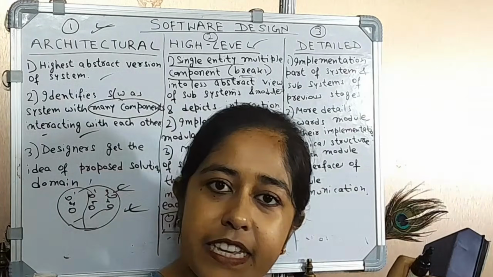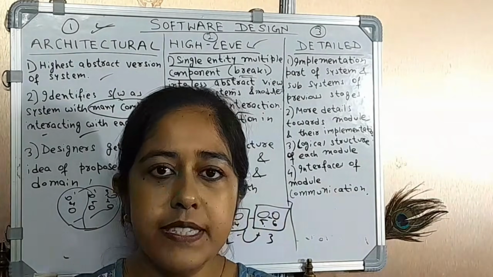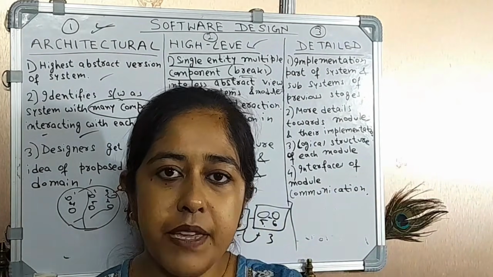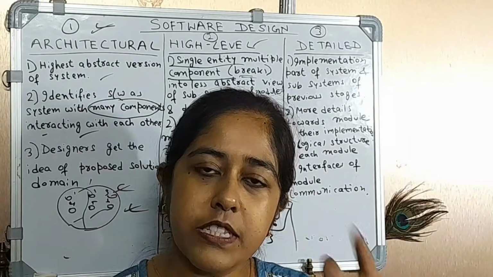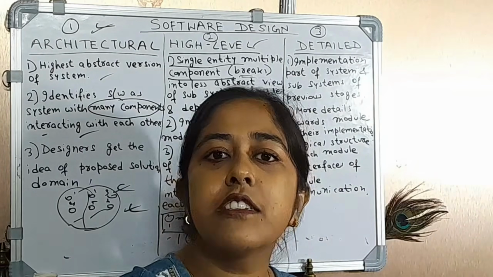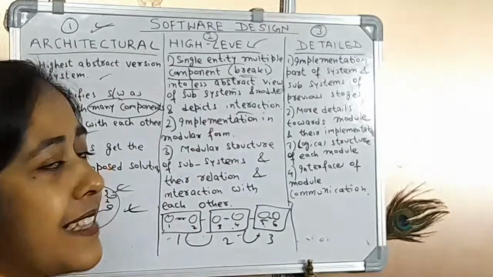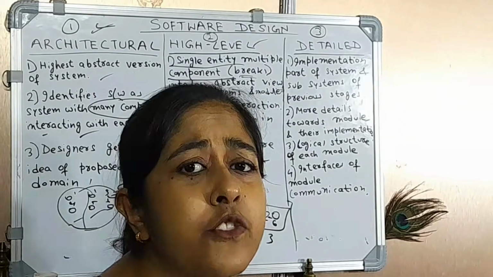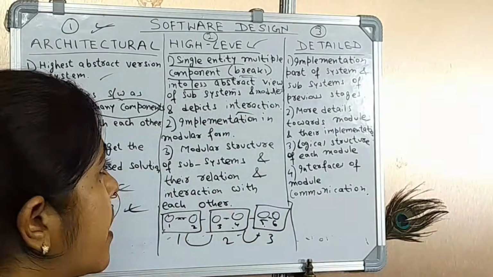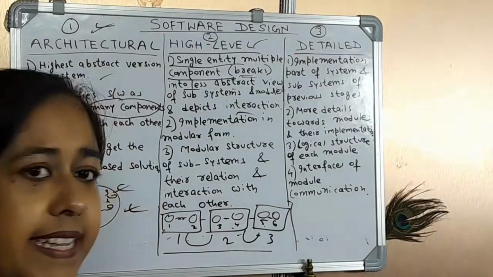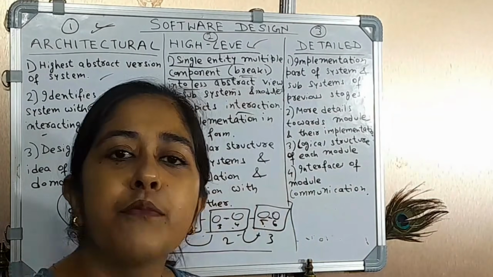In testing, we worked first with the modules, then components and subsystems, then the whole system. Here it is in the reverse direction. First we work with the whole system, breaking it into subsystems, then in subsystems we work with their small modules. So here it is less abstract than the previous one, which was the highest abstract level. But it is breaking the single entity with multiple components into subsystems, and then again into different modules.